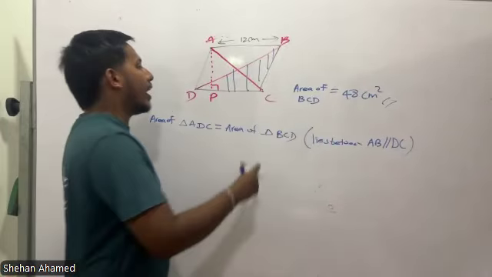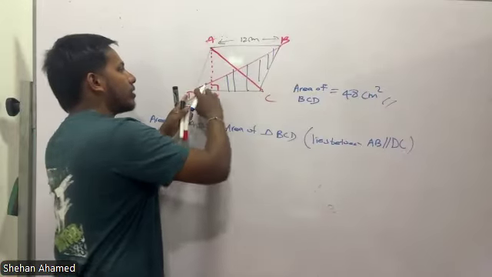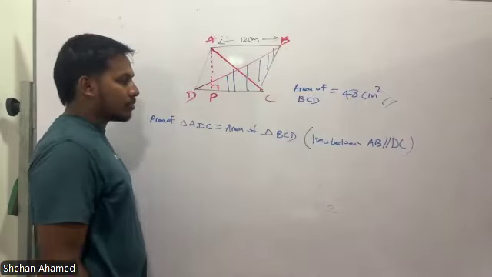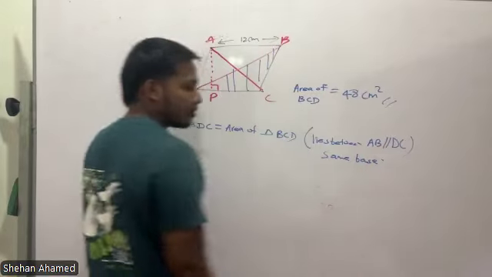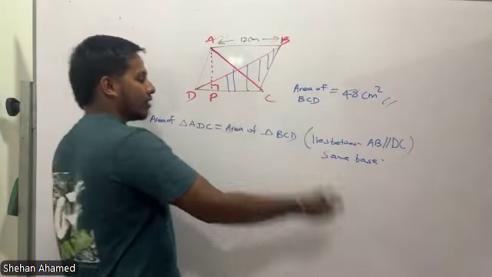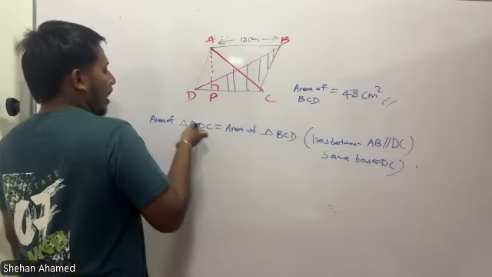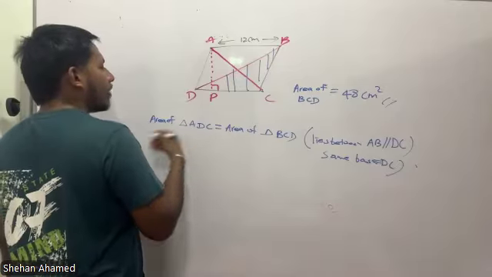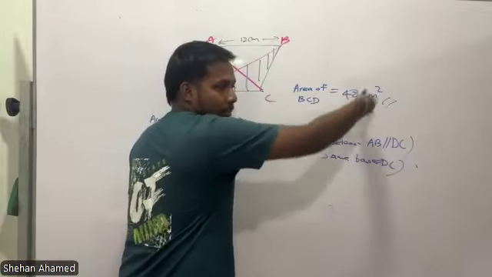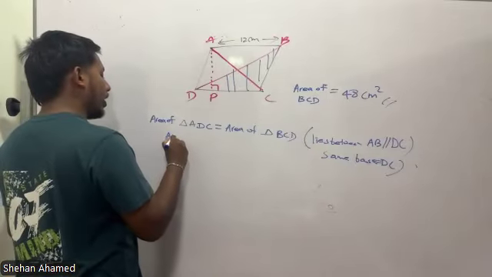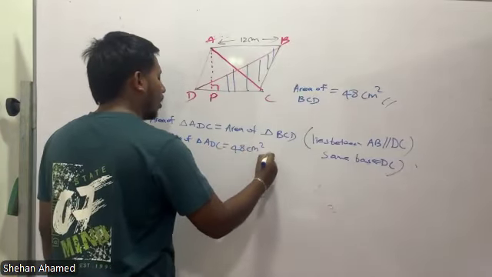And same base. Now you can see here clearly, for this triangle also, this is the same base, and for this triangle also, this is the same base. So you have to write same base too. What is the same base here? It's DC. Then I can tell that area of triangle ABC is equal to 48 centimeters square, because area of BCD is already given in the question as 48.